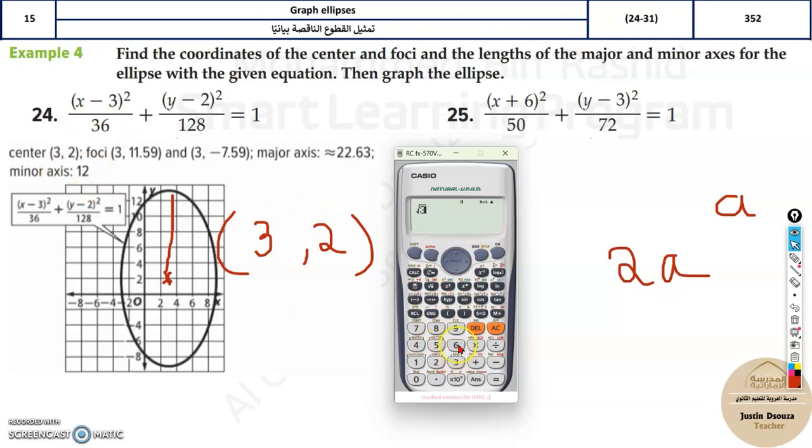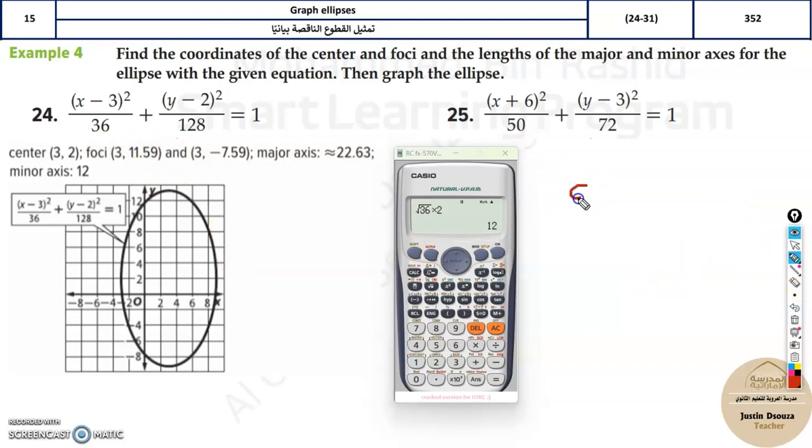So square root 36 multiplied by, go out of the square root and multiplied by 2, it's 12. This is how we get it. We got the center 3 and 2. Now, what about the foci? Now, we had seen the formula over there: A square equals B square plus C square.